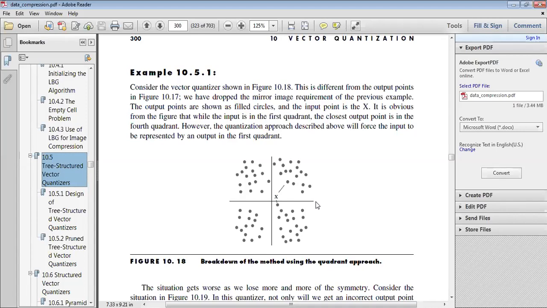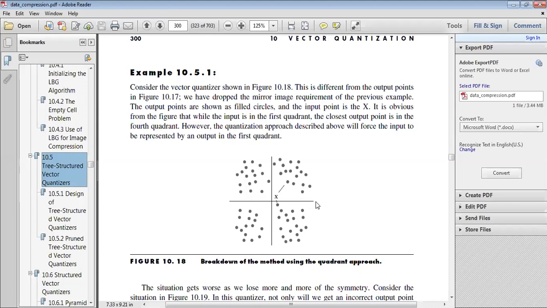So this one is the difference between symmetrical and non-symmetrical. Consider example 10.5.1 and this example for the symmetrical. So here you have seen that the vector quantizer in figure 10.18 and this one has a mirror image. So we had dropped the mirror image requirement of the previous example which we have already seen.